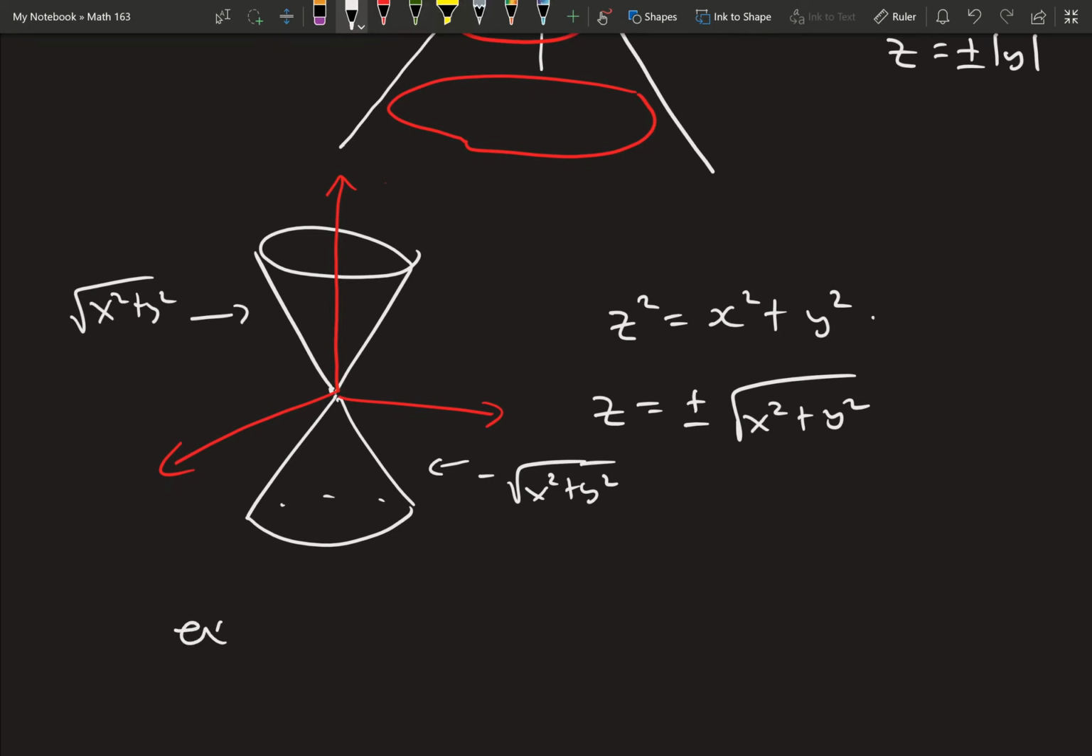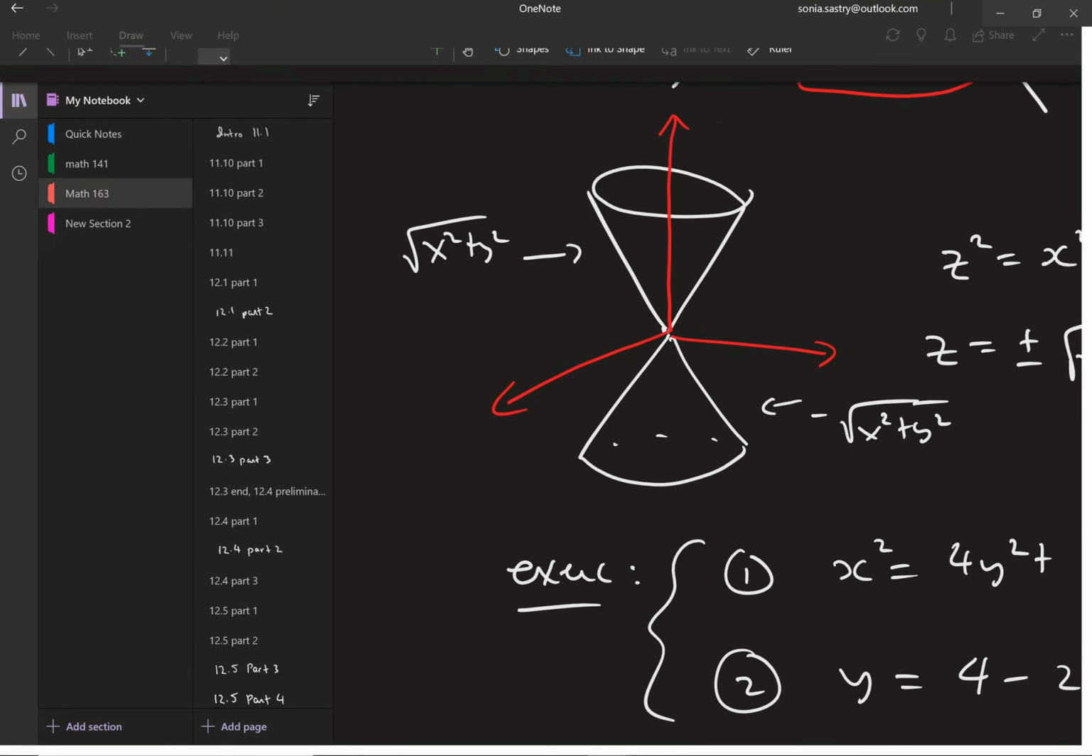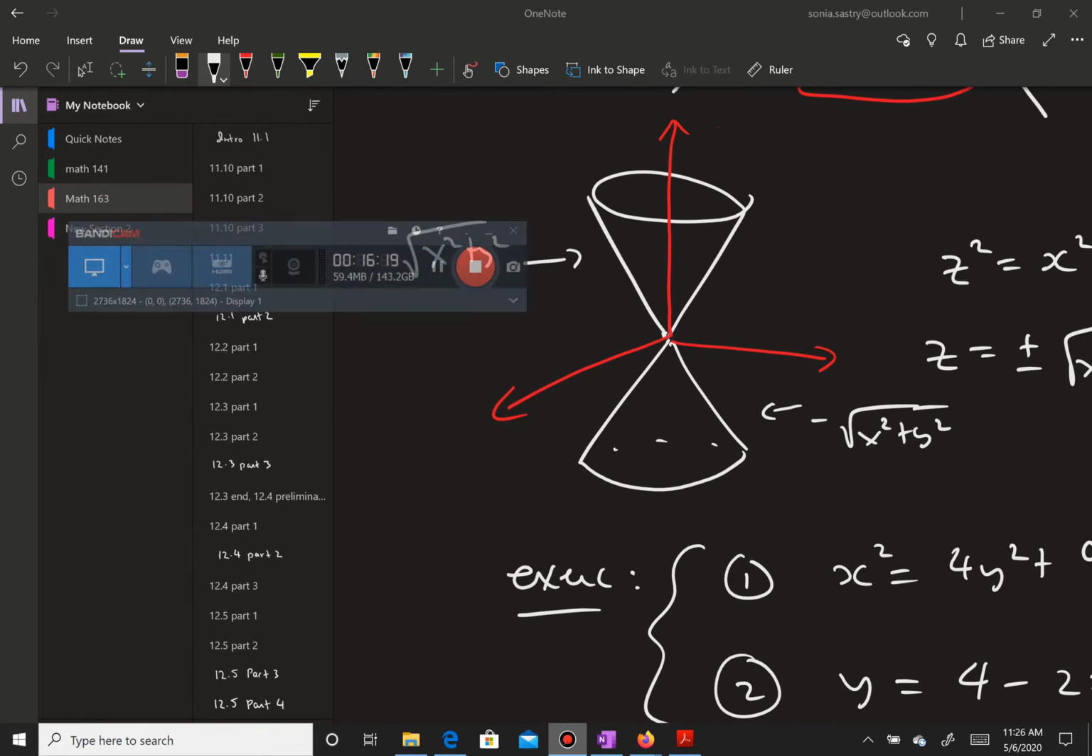We'll conclude this video with an exercise, which is to graph the following. x squared is 4y squared plus 9z squared, and also y equals 4 minus 2z squared. Okay, so in the next video we'll start off with these exercises. There are probably another 3 or 4 categories of graphs that are left over, and we'll do those as well in the next video.